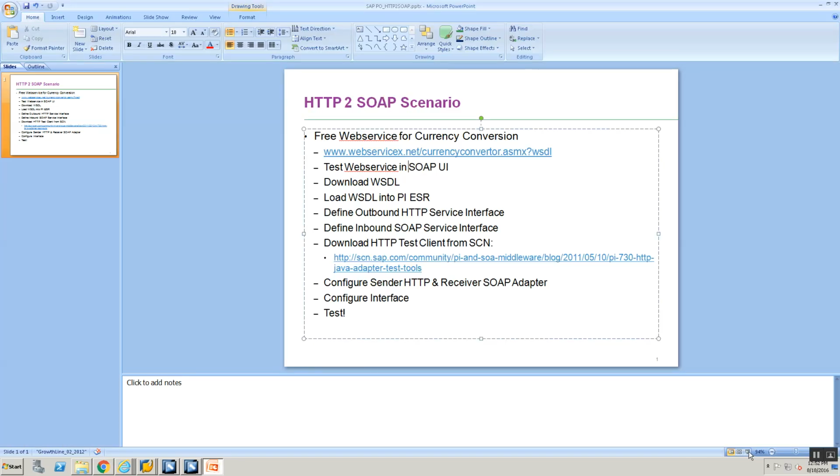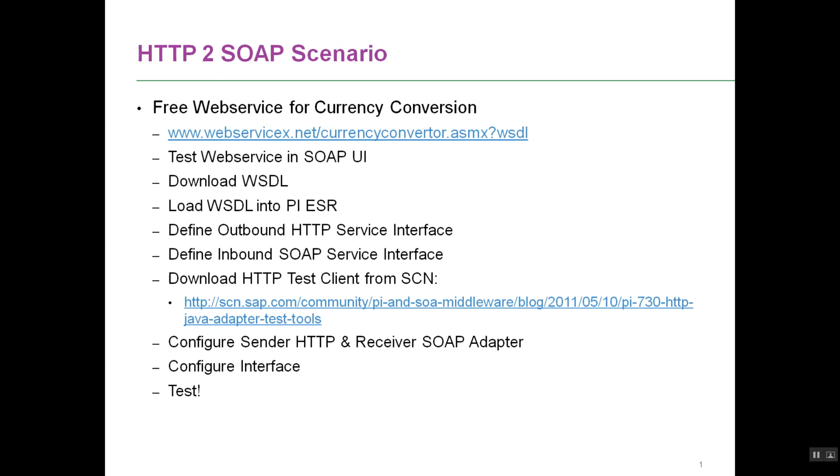Before we look into that, what we will be doing is downloading this WSDL. Once we do that, we will test this web service in SOAP UI. So we are not going to use PI in the first step. We are going to test this web service independently to see how it works. Then we know what the corresponding request structures and response structures to be built are. Then we will download the WSDL from this website.